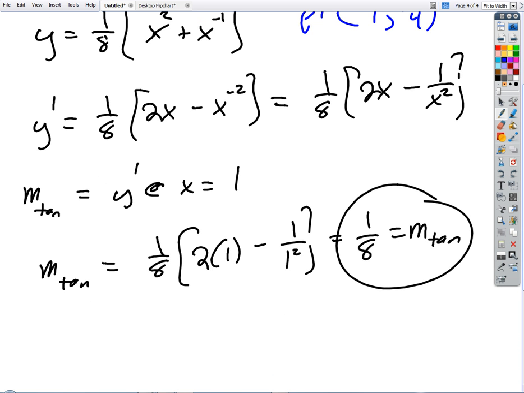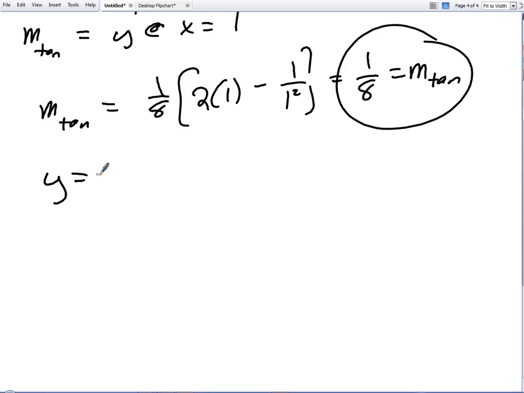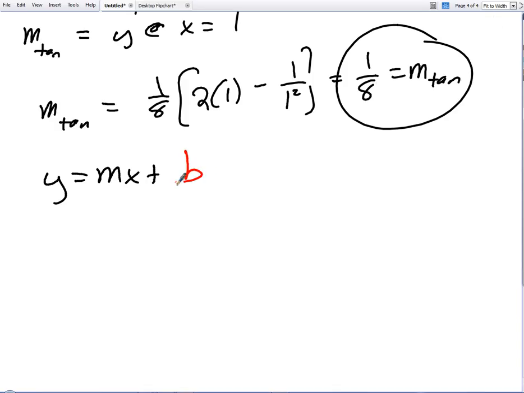And so now it's a piece of cake. Now I need to find B, don't I? I know M, I just need to find B. So this goes back to algebra 1. Now, of course, you remember, if I want to solve for a quantity in an equation, I have to be able to plug in values for everything else. So what was Y? 1/4. 1/4 equals 1/8 times 1 plus B. So it looks like B is going to be 1/4 minus 1/8, which is 1/8.